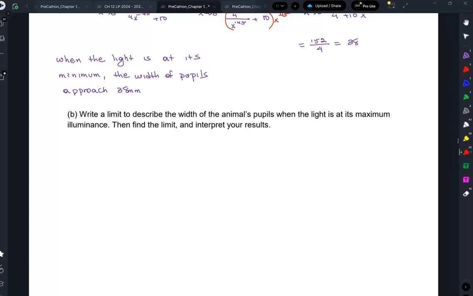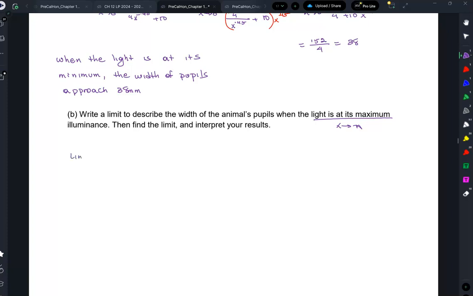Why does it approach 38? Well, because it's a limit, it approaches 38. Is the light ever at 0 luminescence? We don't know. It's approaching 0, and the width is approaching 38 millimeters, because no matter what, there's always going to be a little bit of light from somewhere. All right, so now write a limit to describe the width of the animal's pupils when the light is at its maximum. When the light is at its maximum, now x is approaching infinity. Find this limit and interpret your results.